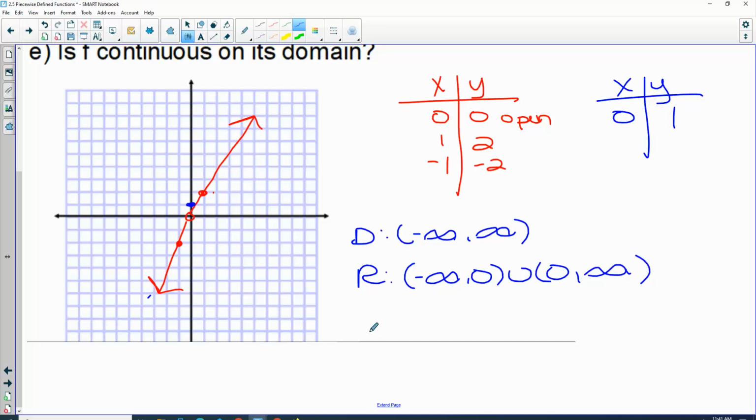Is this graph continuous? No. I can draw this part, but when I get right here, I would have to pick up my pencil to make the dot. So it is not a continuous function. And like we talked about yesterday, a lot of times these piecewise functions are not. Questions on that? Do we need another problem like this? Let's look at one more.